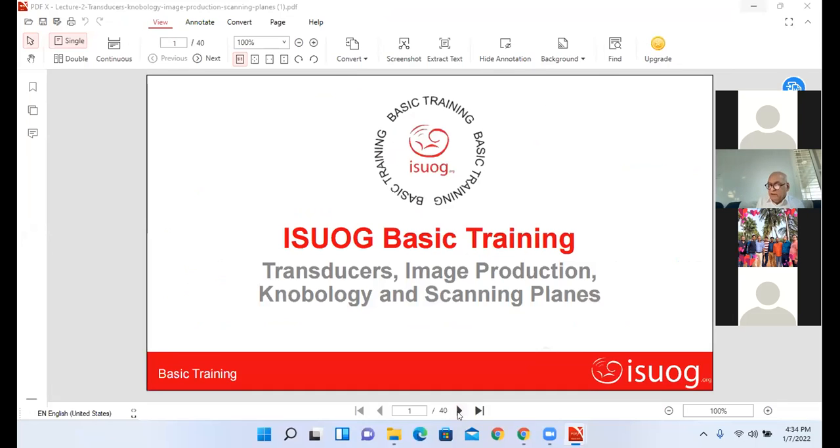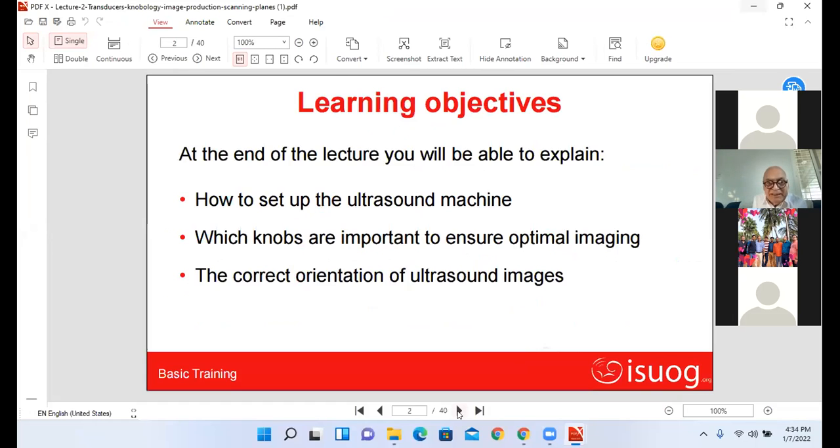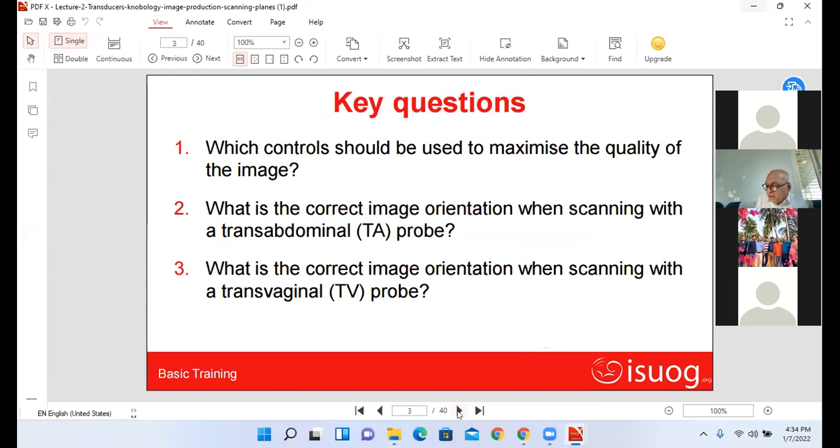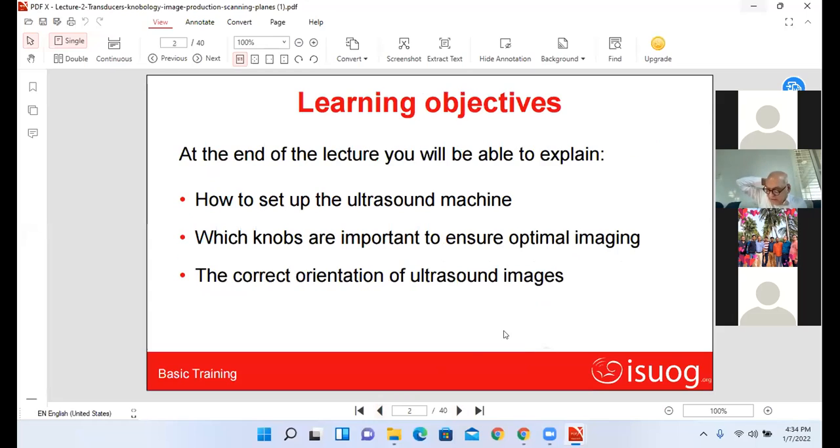So let me start quickly. At the end of this lecture, our objective is, next slide please. What is our learning objective for this lecture? At the end of the lecture, we will know how to set up the ultrasound machine, which knobs are important to ensure optimal imaging, and how to use the correct orientation of ultrasound images. Next slide, please.